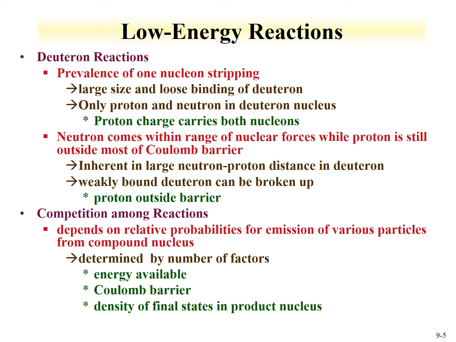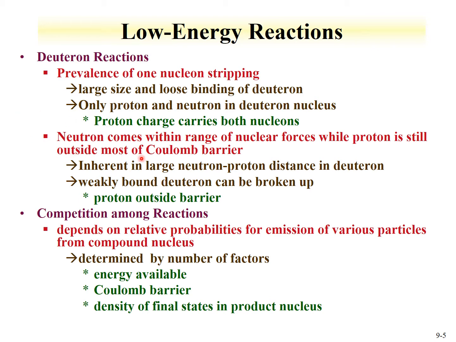Other low energy reactions with light projectiles include deuterium or deuteron reactions. In these reactions, you can think about that with deuterium, you have 1 proton and 1 neutron in the nucleus. So you can think of almost that the proton is carrying the neutron around. In essence, you can think of this as a way of accelerating a neutron by exploiting the fact that the neutron is connected up with a proton.